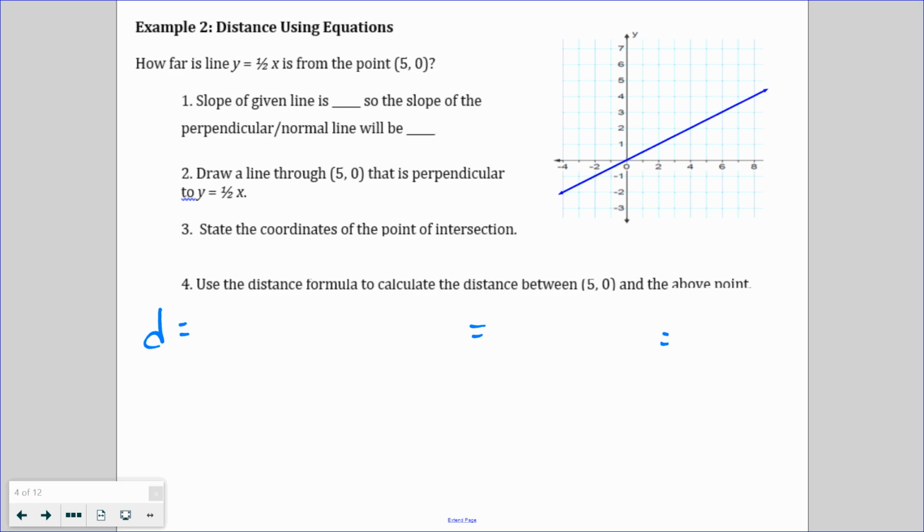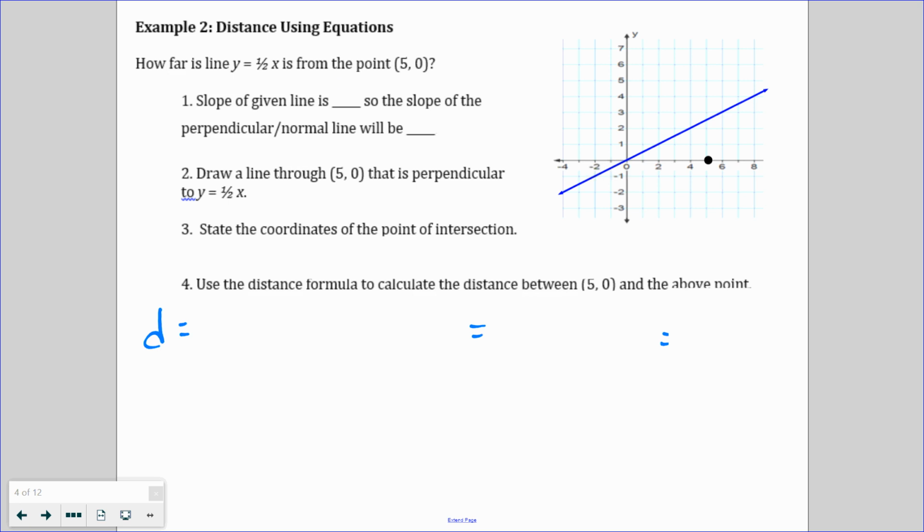So if I graph the line y equals 1/2 x, that means it has a y-intercept at 0, up 1 over 2, up 1 over 2, up 1 over 2. I have my line graphed. From the point (5, 0), that is right on the x-axis. So if I want to find the distance from that point to that line, I need to draw a line perpendicular to the original line, but passing through the given point. Then I'll find the point of intersection of the two lines, then apply that to my distance formula.